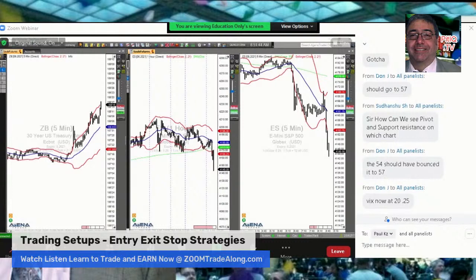Level on the downside is all the way down to 33. Really don't have anything down till the 33 area.